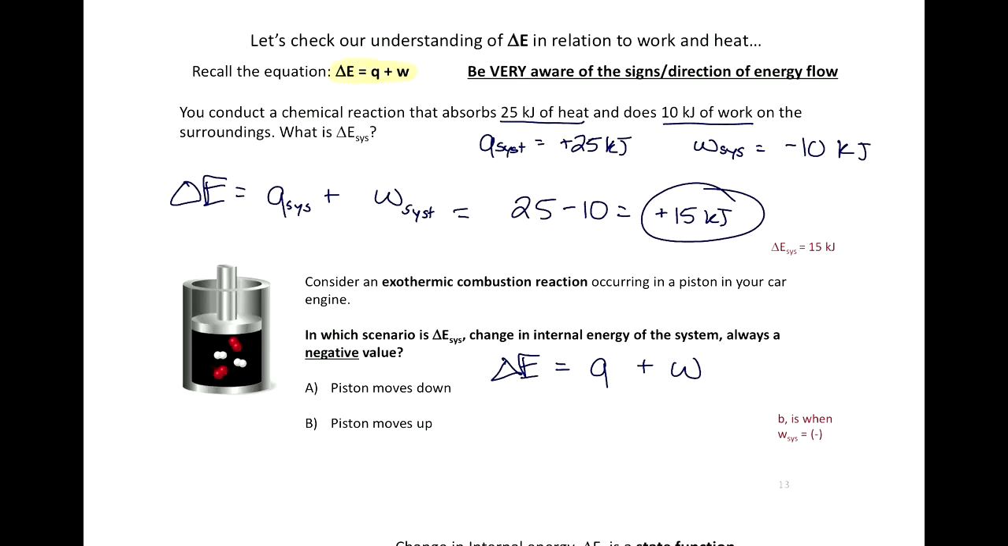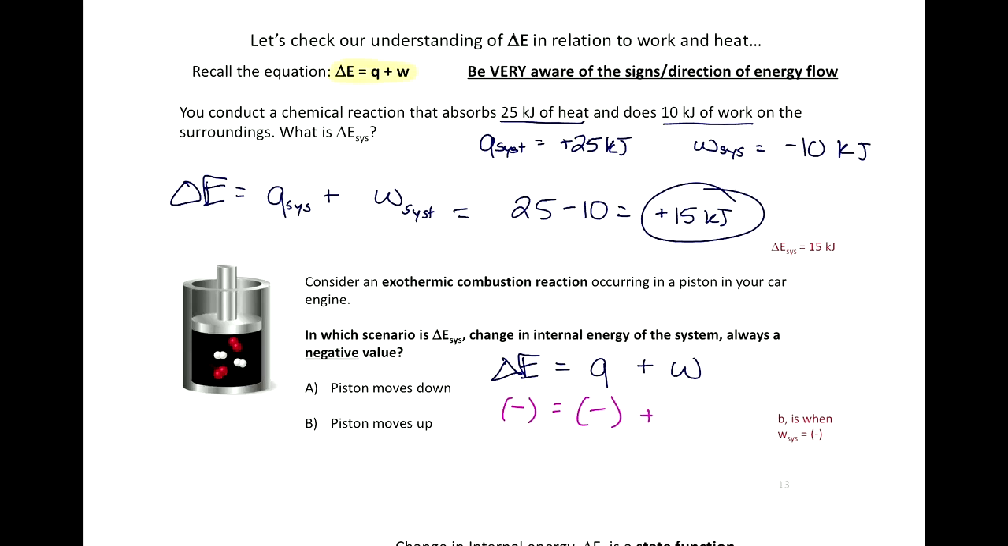I actually already gave you the sign of one of them. In the first sentence, I said it's an exothermic combustion reaction. So which term did I give you, kind of? Q. So what is the sign of Q here? Negative. My goal here is to get a negative value of internal energy. So what kind of number do I need for work to make that happen? Positive. If a negative plus a positive number, will it always give you a negative number? So what sign of work do I need for it always to be negative?